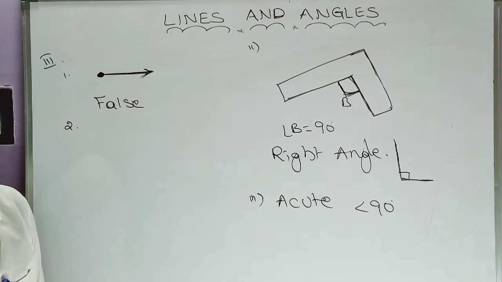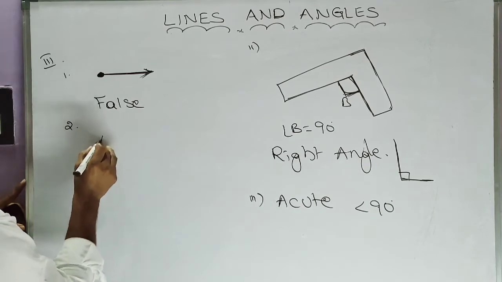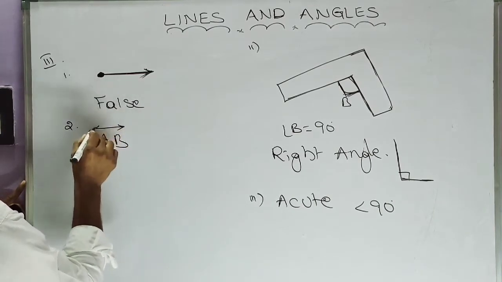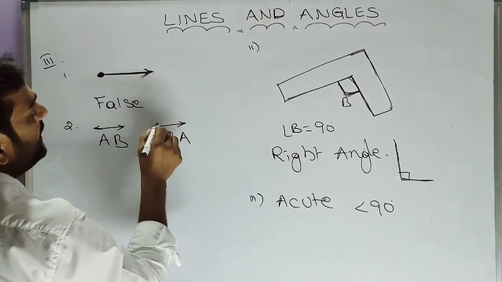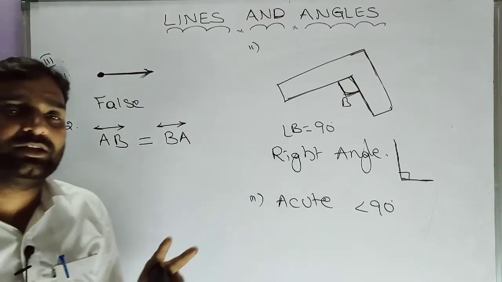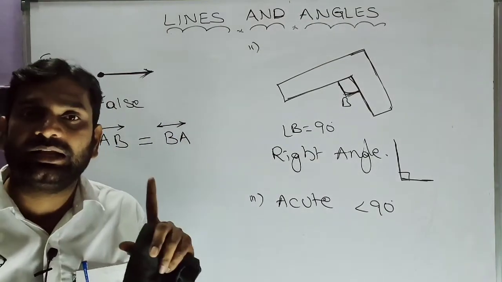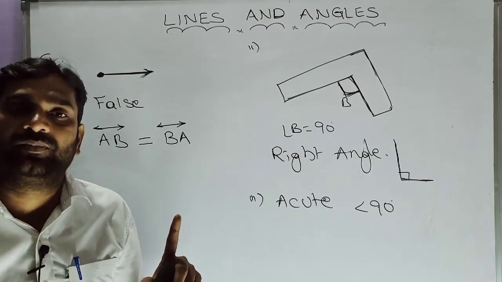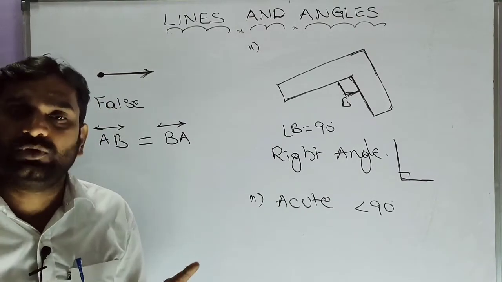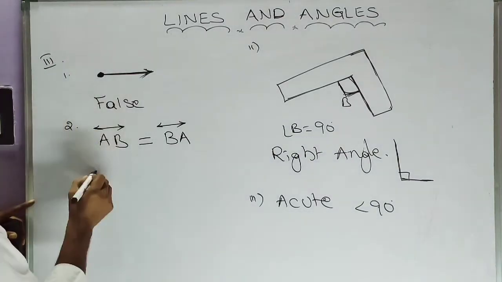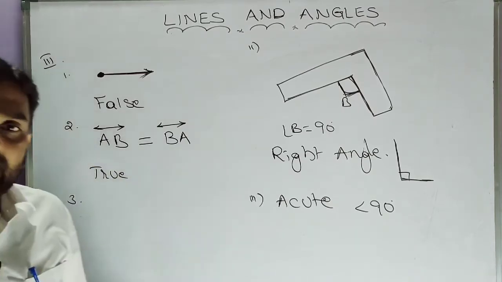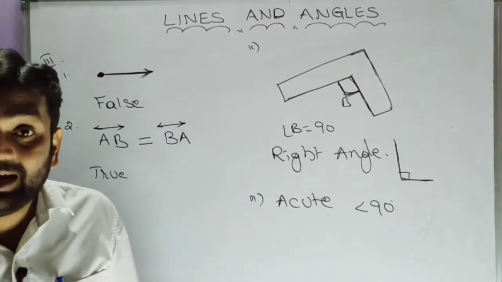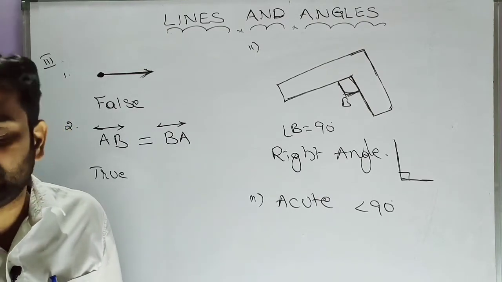And the second one: line AB is the same as line BA. Given line AB, yes, this is line AB, same as line BA. Line AB and line BA both are equal. Is that true or false? Yes, it's true. AB length and BA length both are the same. So AB line and BA line both are the same. So it's true. Hope you got this. AB and BA both are the same, and AB line segment and BA line segment both are the same.